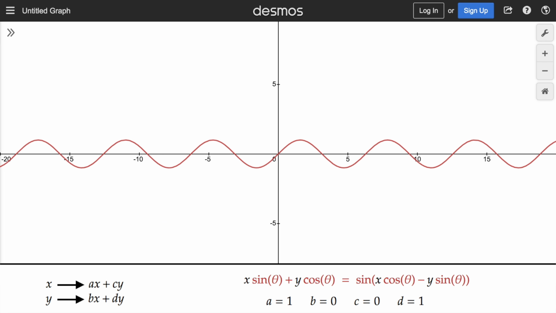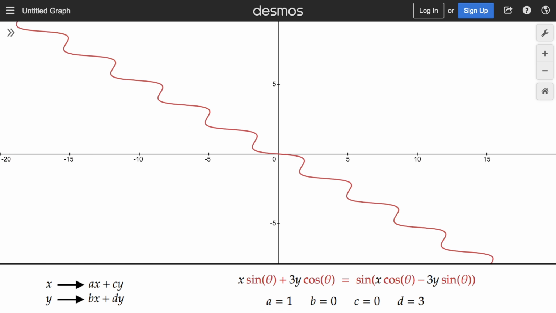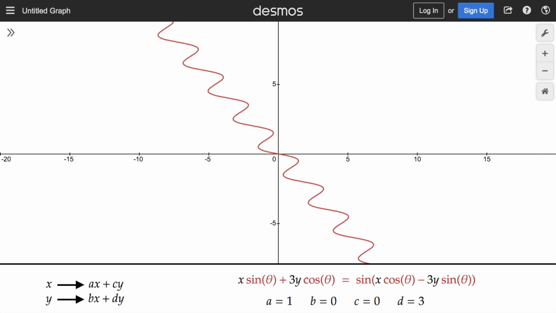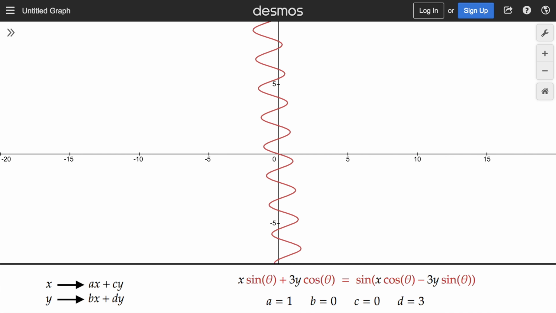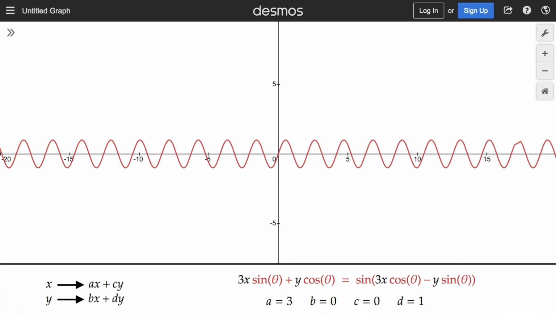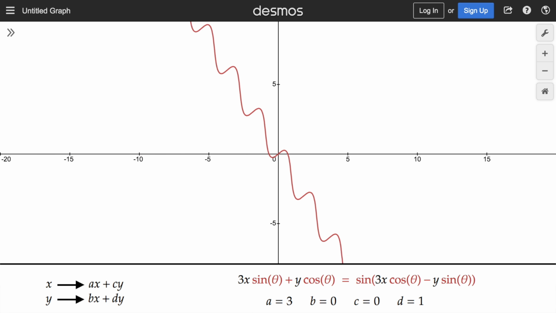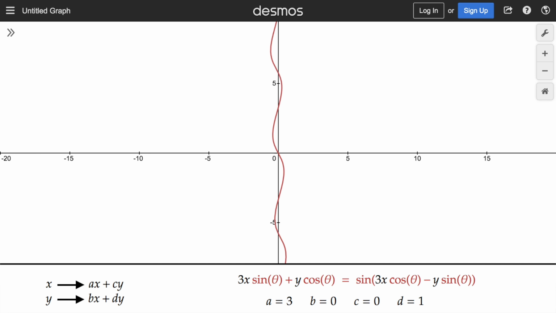Alright, so what about if we increased d to 3? Looks like it's facing up more vertically. Alright, what if we increase a instead? Yeah, now it faces out horizontally. Okay, and if we start changing b and c, that's how we get it to face a diagonal direction.